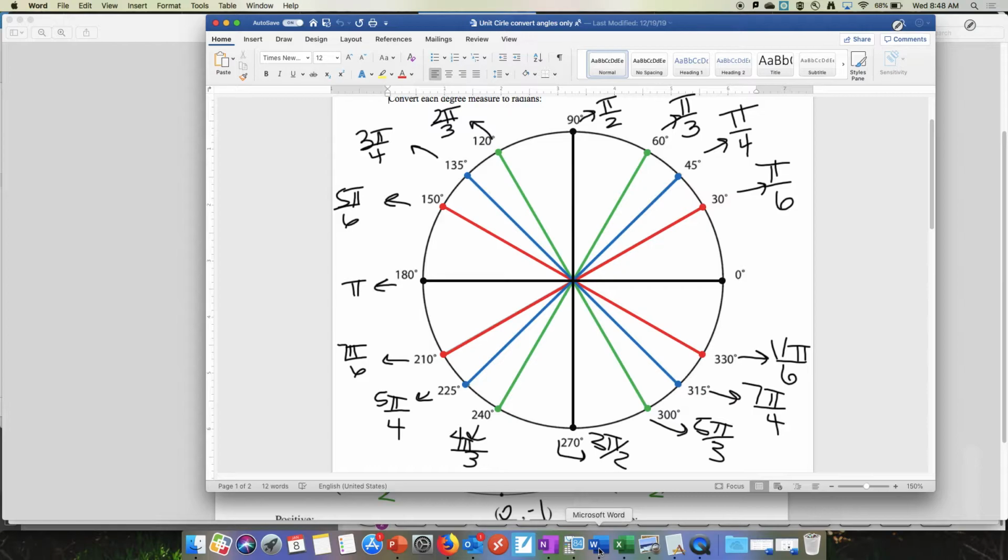What do you notice about the radian measurements of these blue angles? They're all something pi over 4. We have pi over 4, 3 pi over 4, 5 pi over 4, and 7 pi over 4. They're all pi over 4 away from the x-axis. All of those degree measurements are 45 degrees away from the x-axis.